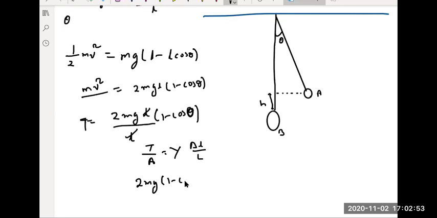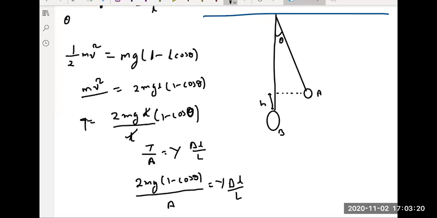2 mg (1 minus cos theta) divided by A is equal to Y delta L by L, right? Everything is given, just find cos theta. Cos theta is equal to something. Okay, got it? Easy? Okay, right? So is this question clear?